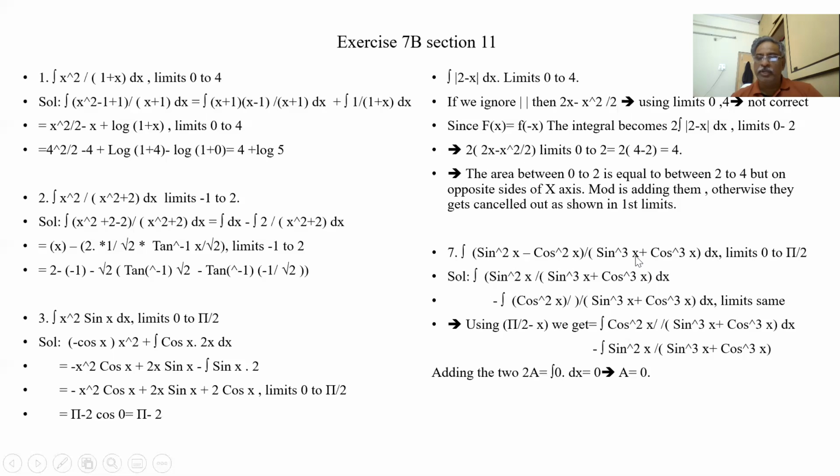My sin cubed x and cos cubed x, with pi by 2 minus, are always plus. So first I have sin square x by this minus cos square x by this. Now I have cos square x by this minus sin square x by this. When I add these two, both get cancelled out. 0 is coming, so the answer is 0. So whenever pi by 2 is there, we should be able to use this property.